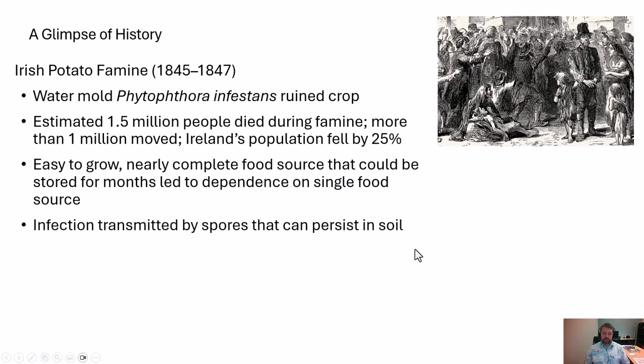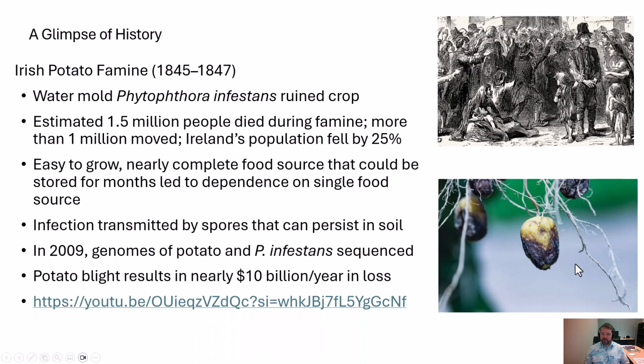And so when you're completely reliant on a single food source, that's what makes famines extremely hard to get through. And so again, the infection is transmitted by spores that can persist in the soil for a very long time. Still currently today, which we call potato blight, it's just this mold or fungus that can grow on potatoes, destroys the crop. Still, even today, we lose a lot of money to this crop.